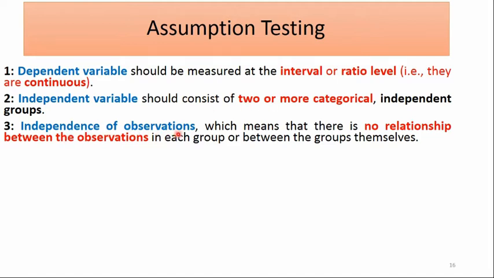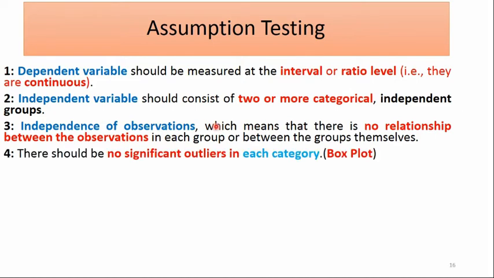Independence of observation, which means there is no relationship between observations. In our case, we need not check. This is part of our research design. There is no relationship between the respondents, or the mobile bills of respondents in any city.